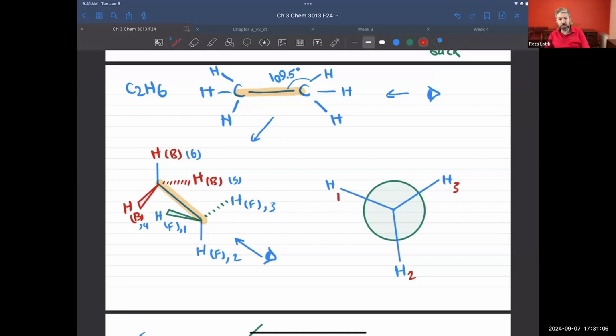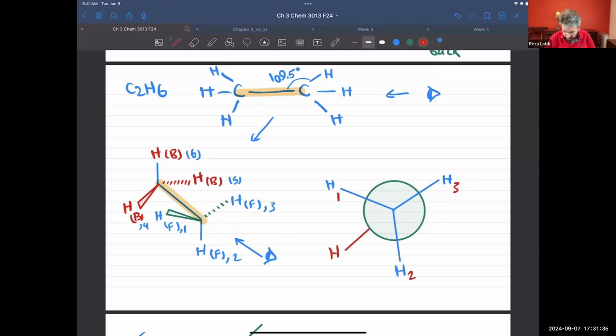Now, when I put my eyes here, in this direction, I will see number 4 between number 2 and number 1. So again, when I look through this direction, hydrogen number 4 will be between hydrogen number 1 and number 2. That means you need to draw hydrogen number 4 here.